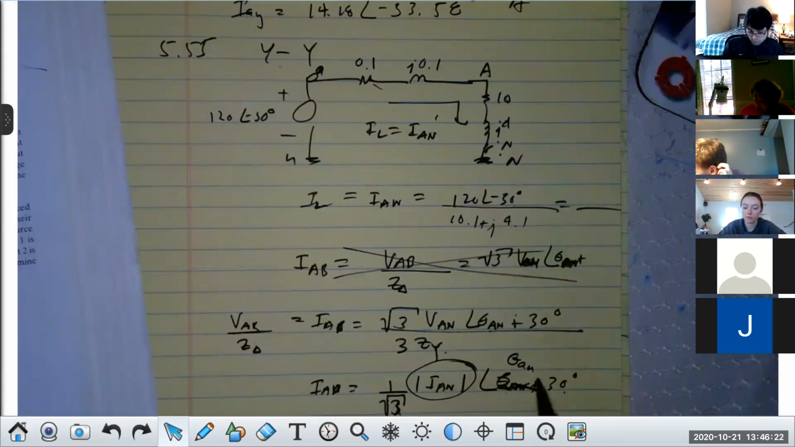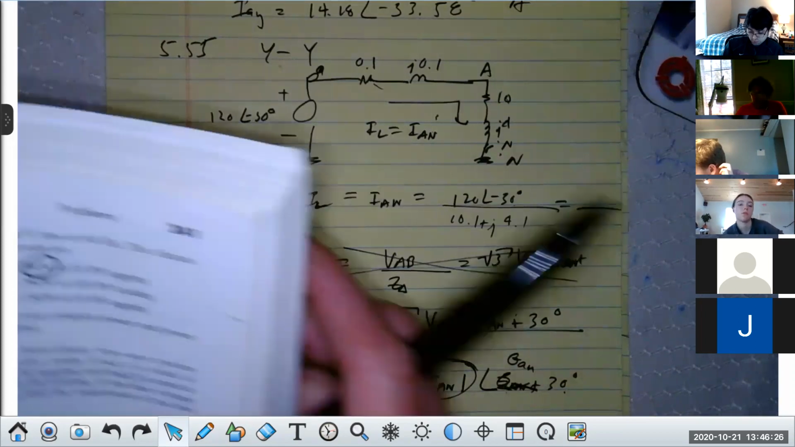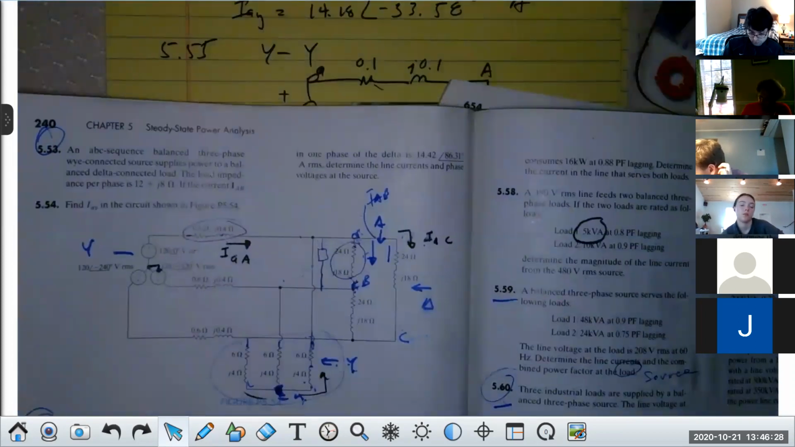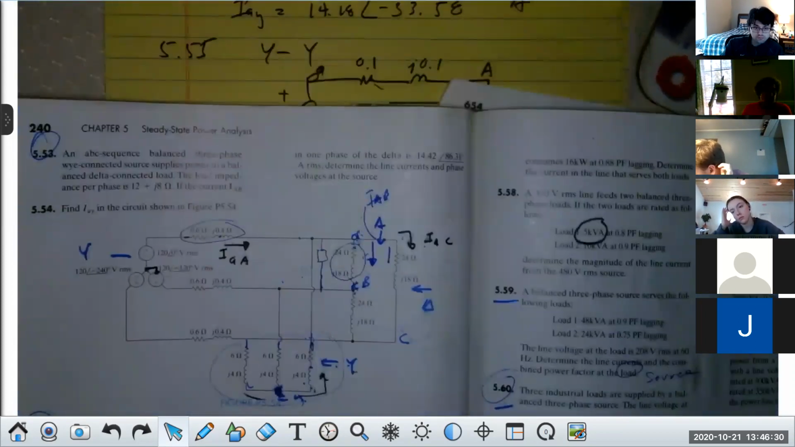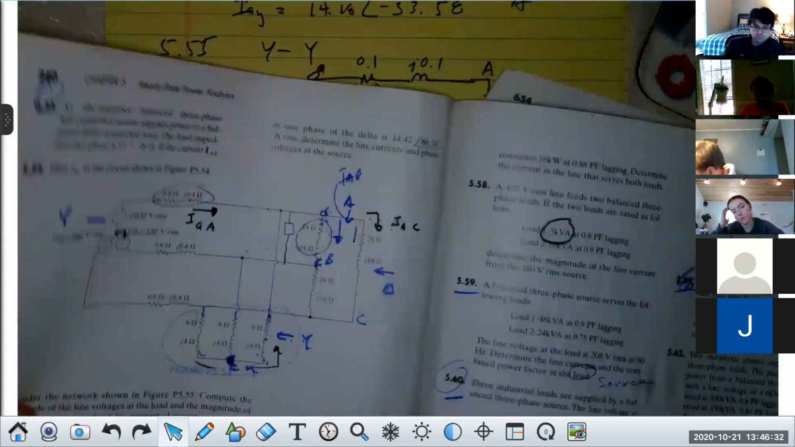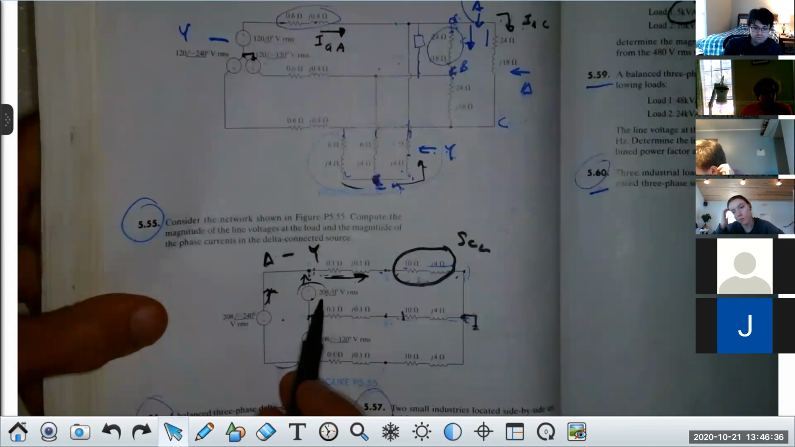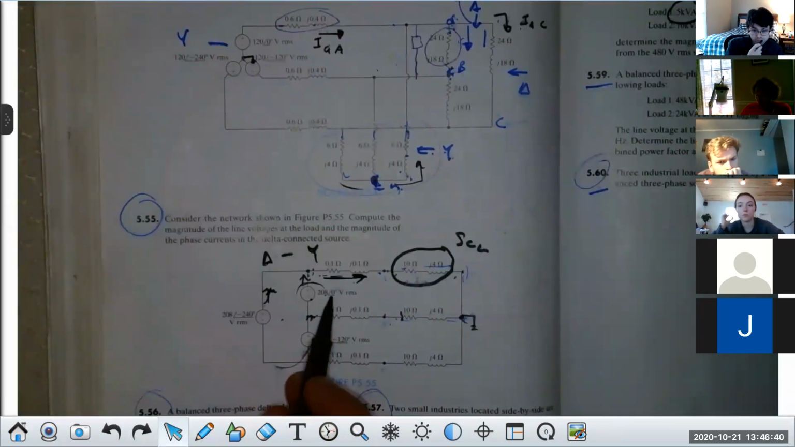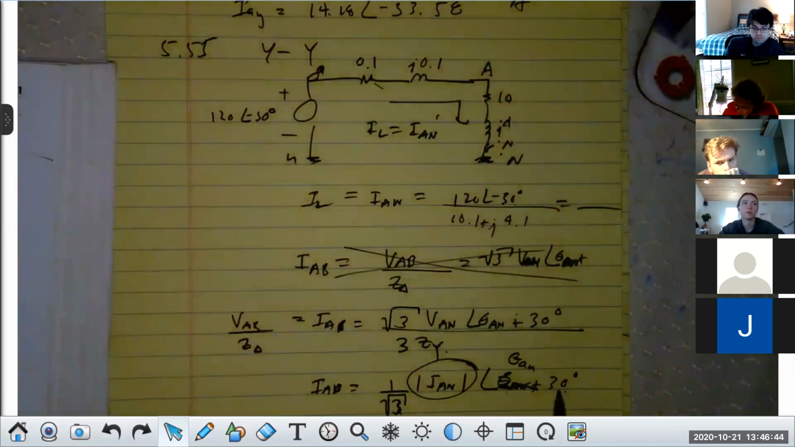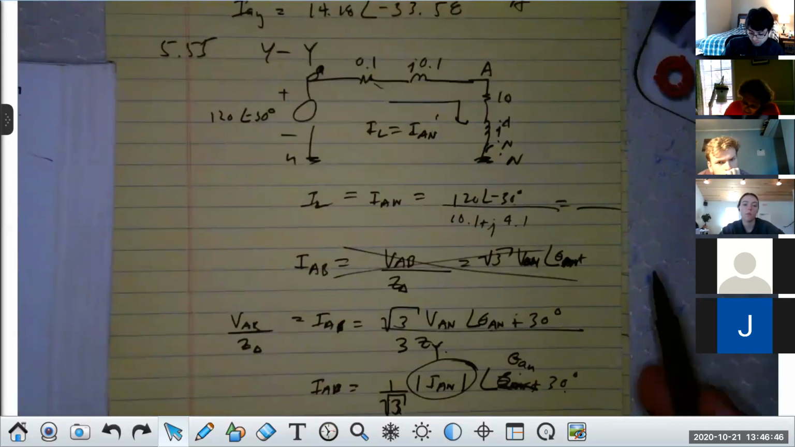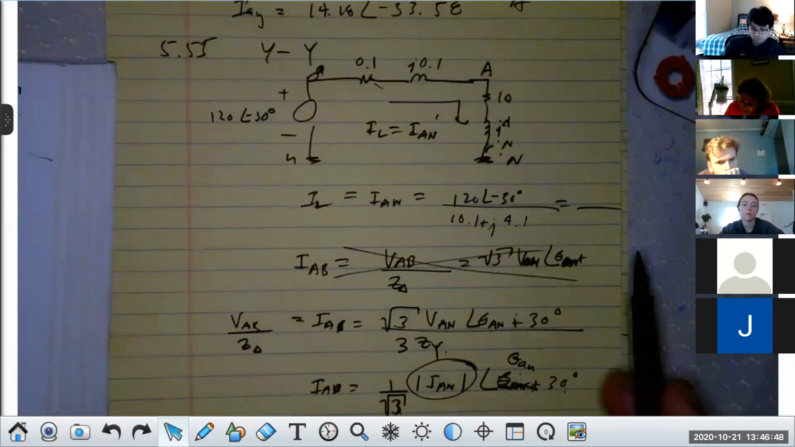That's going to be the angle of the source, right? And if you look at that, the angle of the source, our source here, was 0 degrees, right? For the A phase. Sorry. Do y'all see that the angle here is 0 degrees? So the current, right? Sorry, I said you're going to add 30 degrees to IAN, and IAN was, I didn't calculate it right here.